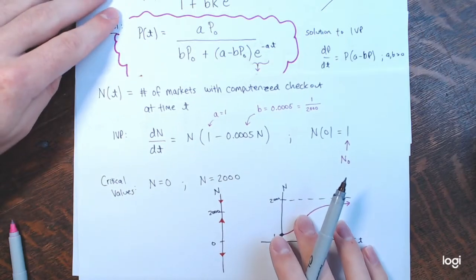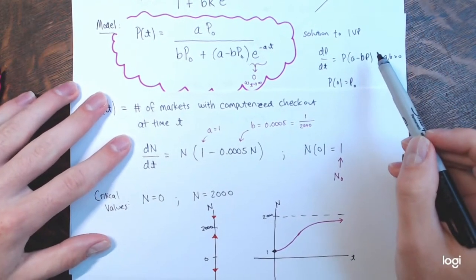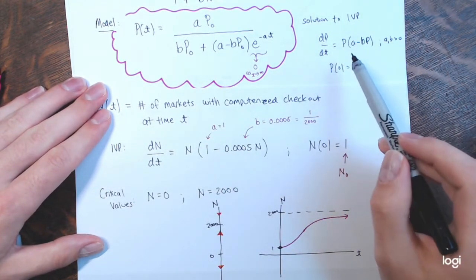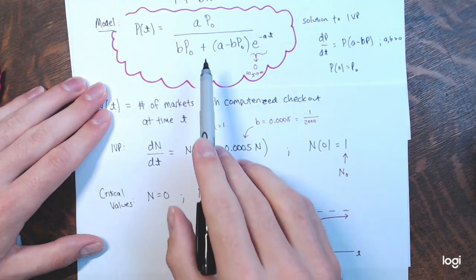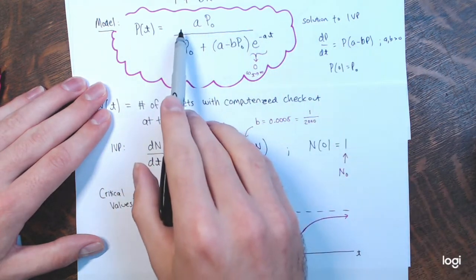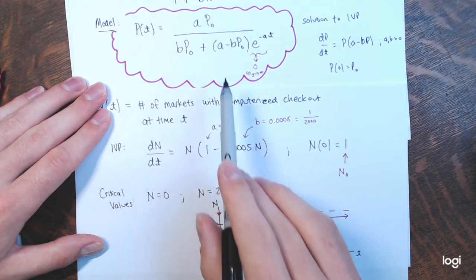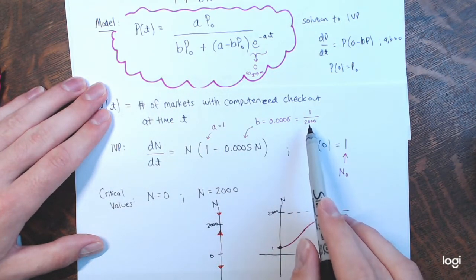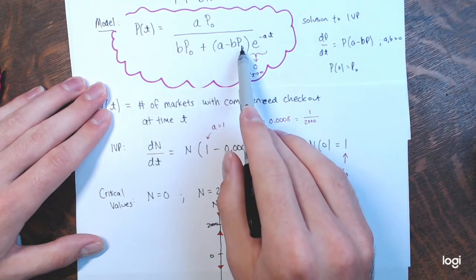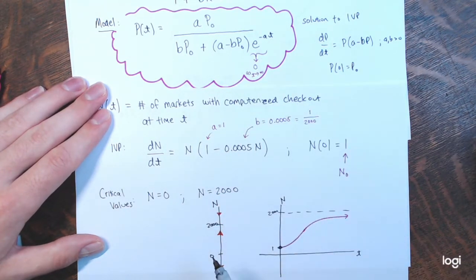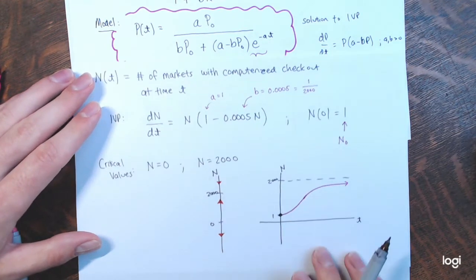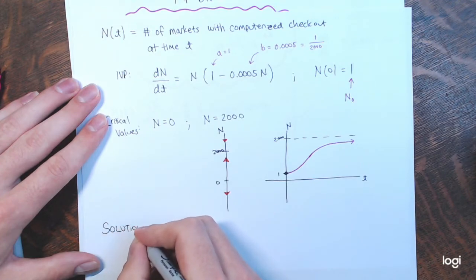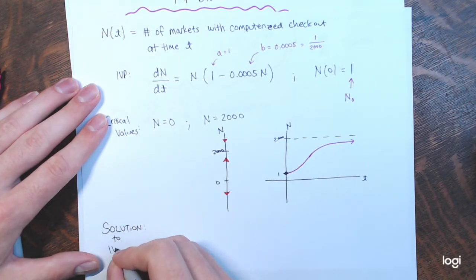So that was here. Remember, if our initial value problem looks like this, which this one does, exactly like this, but instead of P you have N, I've already solved such an equation. I just need to replace A with 1 everywhere I see it, B with 1/2,000th, and P sub 0 with N sub 0, which is 1. So plugging those in, the solution to this initial value problem is the following.